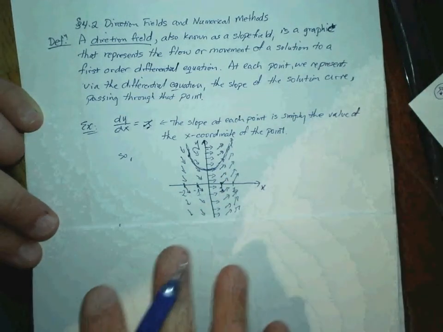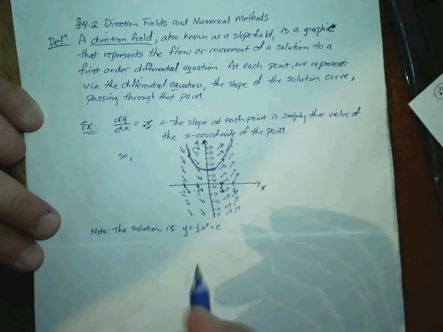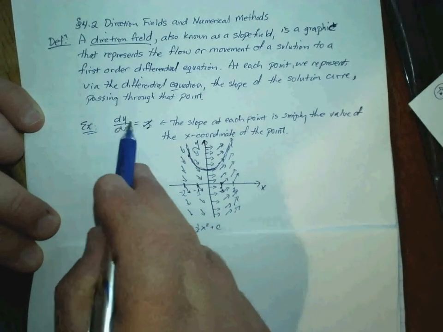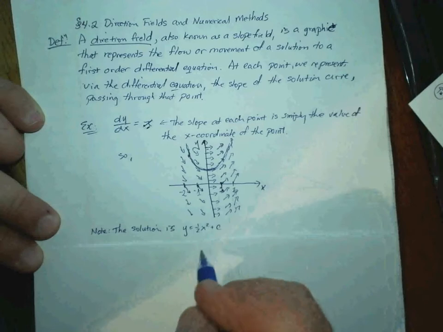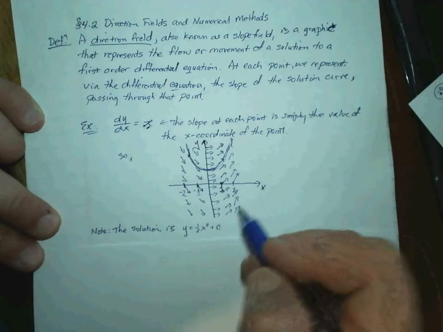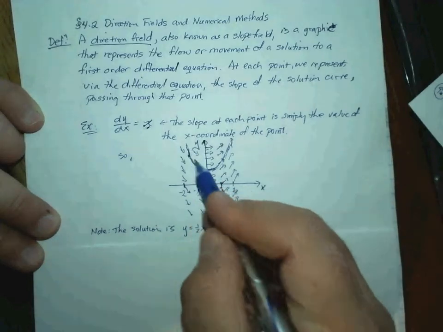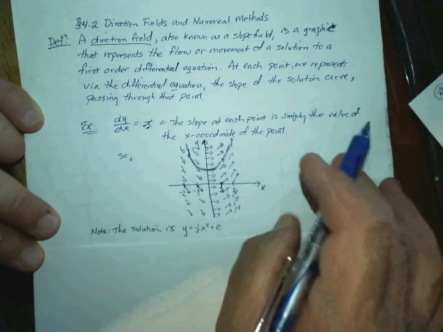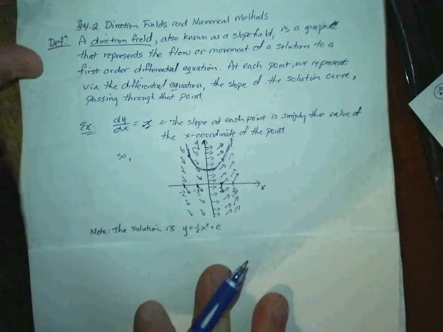Now, if you think about what the solution is to this very simple differential equation, what function is it that you take the derivative of to get x? Well, you take the derivative of 1/2 x squared plus any constant. And you know that 1/2 x squared is a parabolic shape, and that's what we're seeing in this direction field. Okay? Let's look at a second example here.